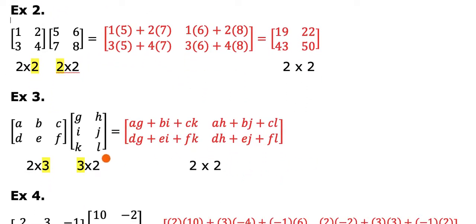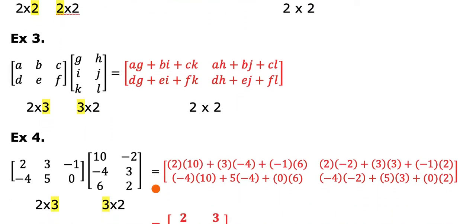So you can copy these next examples using the same strategy. First row times the first column, and then first row times the second column. Second row times the first column, and then second row times the second column. Notice that this is 2 rows by 3 columns, and with the inner dimensions being equal, matrix multiplication is possible, and the outer dimensions tell us that we'll have a 2 by 2 matrix as our result.